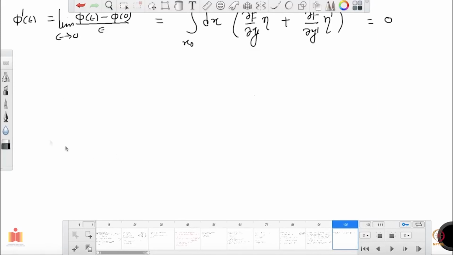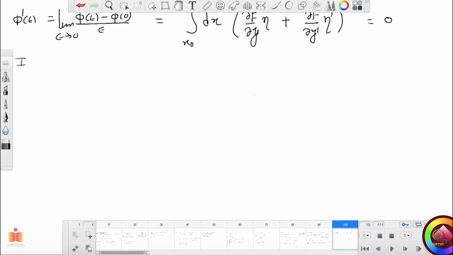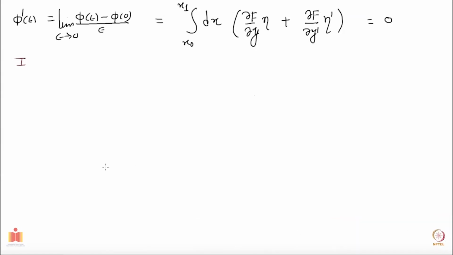I'll use some color so that it appears to be a separate part. Okay, a trick. Integration by parts.